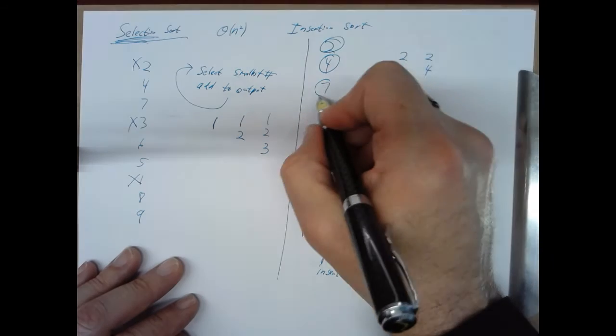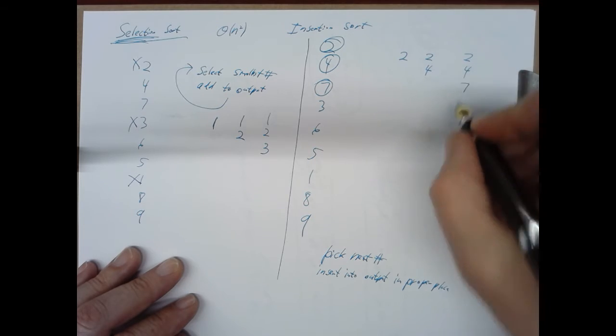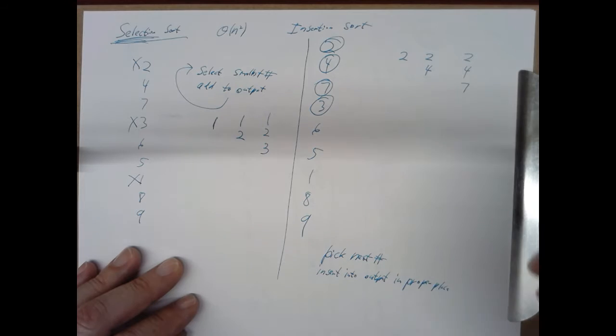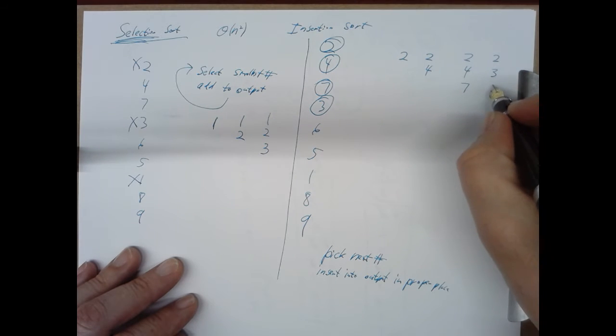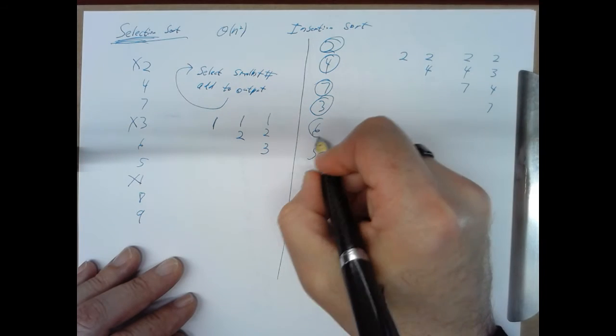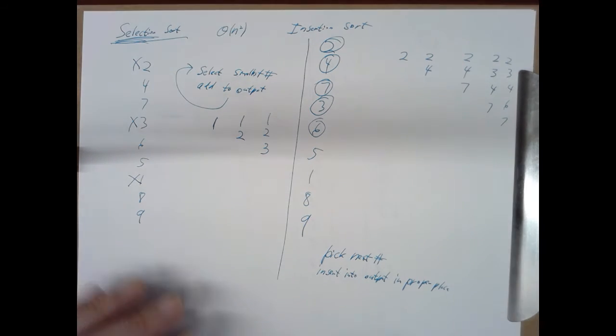Go on to the third number. There's a 7. It should go after the 2. It should go after the 4. There's our 7. Go on to our next number. That's a 3. Well, it should come after the 2, but it has to come before the 4. So we put a 3 in there, and we move everything else down. And we keep going. Take the 6, that becomes a 2, 3, 4, 6, 7.